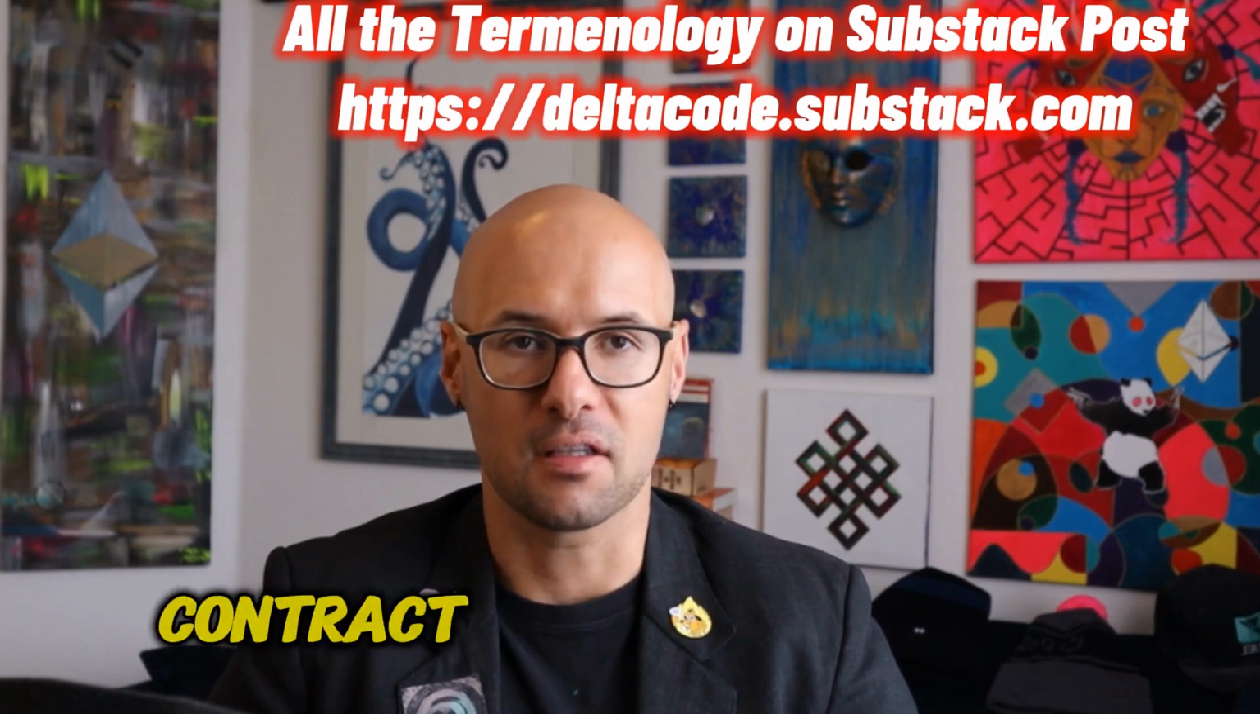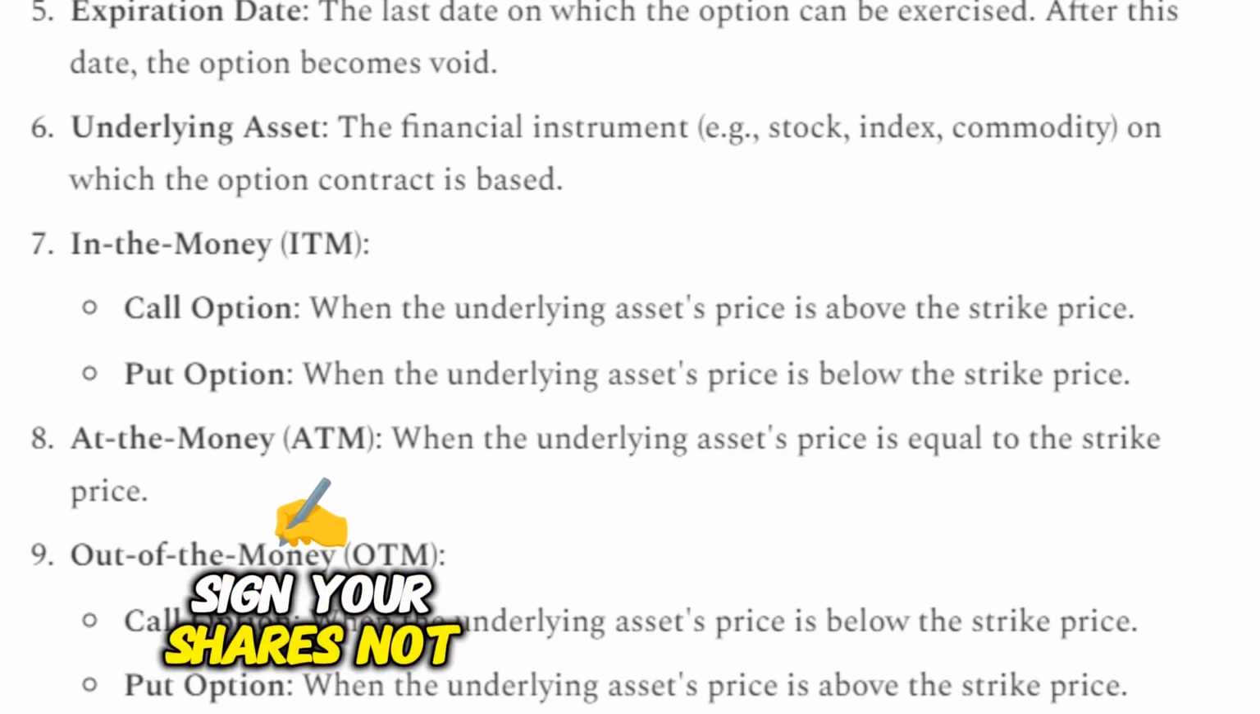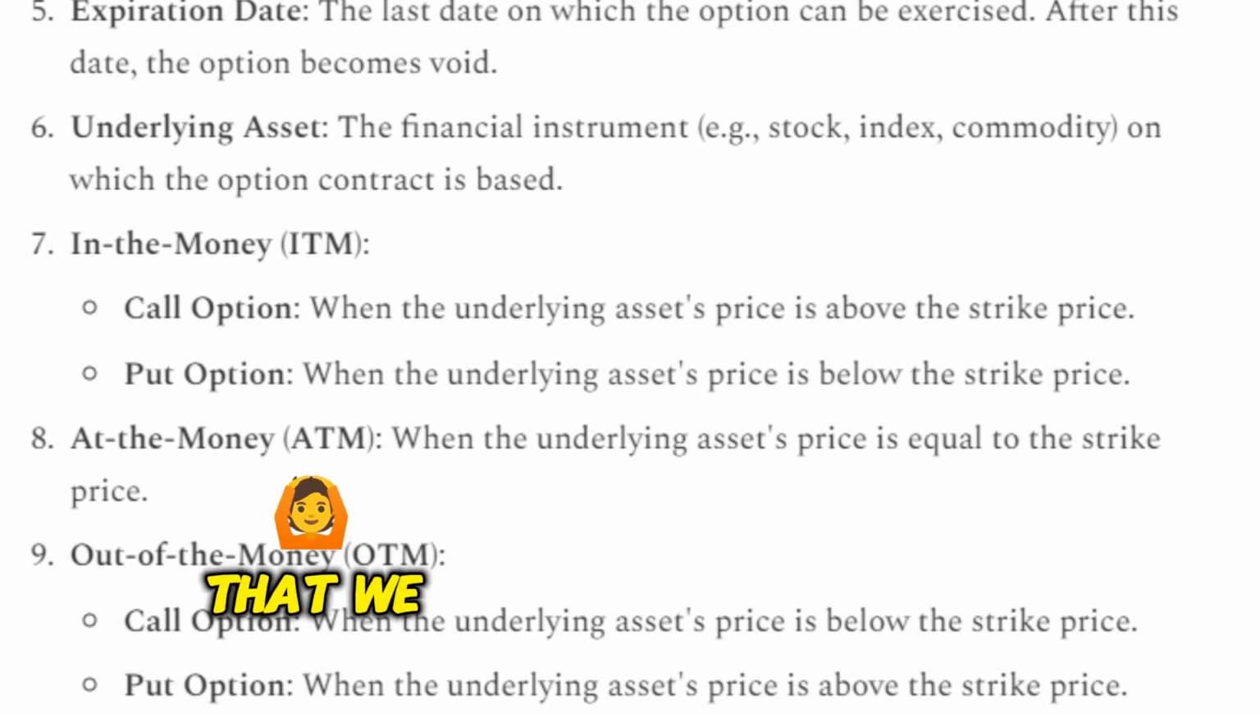If you exercise the contract, what you're saying is, hey, we made a deal. I get the right to buy these 100 shares at this price. And right now, the price is above the contract price, so I'm in the profit, I'm in the money. I would like those 100 shares now, and here's the money that we agreed upon.